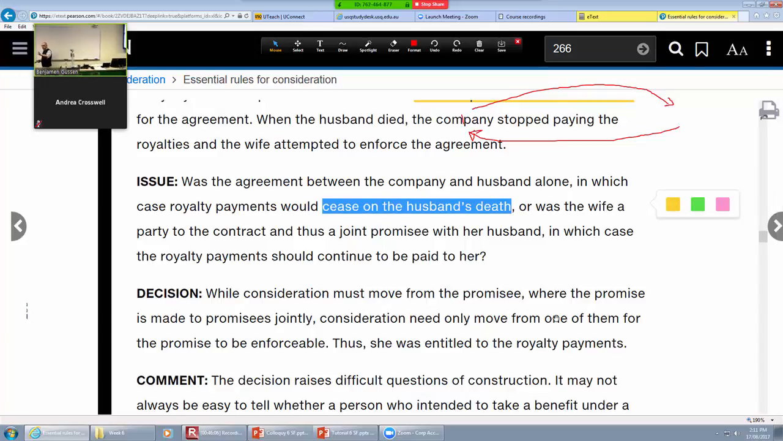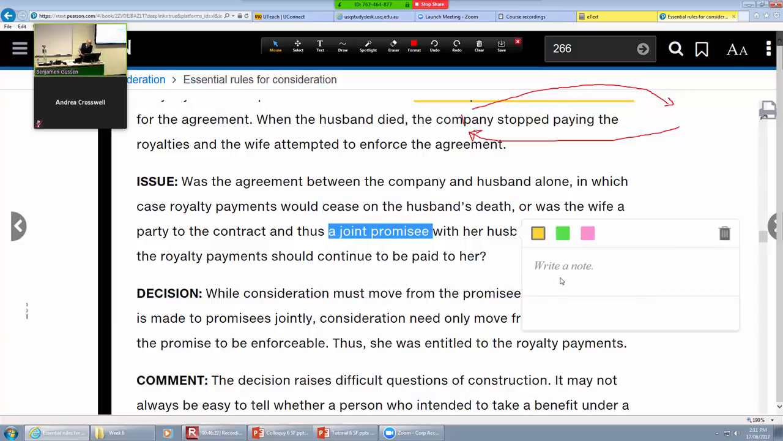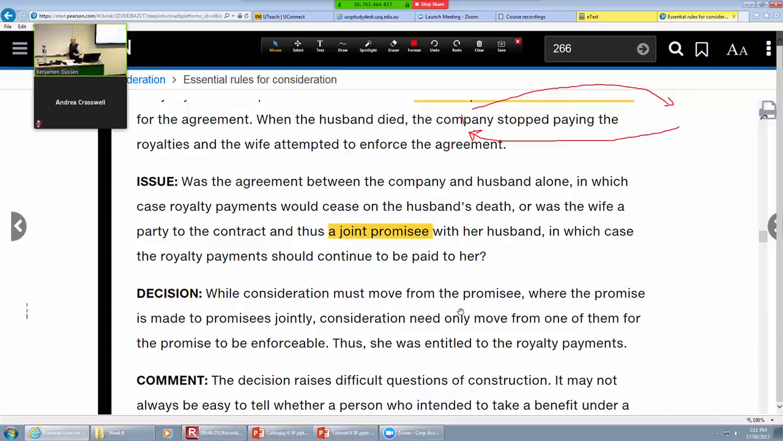Because the contract is between me and you. You die, and that's the end of our contract. The contract is discharged, we say. I will talk about discharge at the very end. Or, the other option, was the wife a party to the contract, and as we call her, a joint promisee. So my promise to give the royalty was not to one person, it was given to both of them as joint promisee. Not separate promisees, two promisees, one promisee, joint. Joint promisee. So if one of them dies, the other is still standing.